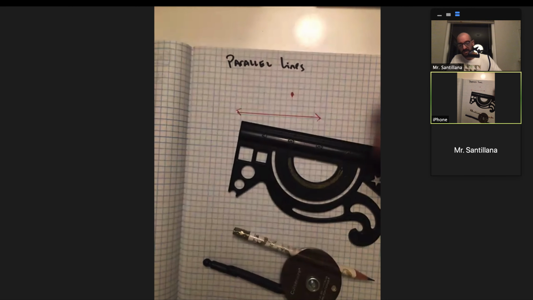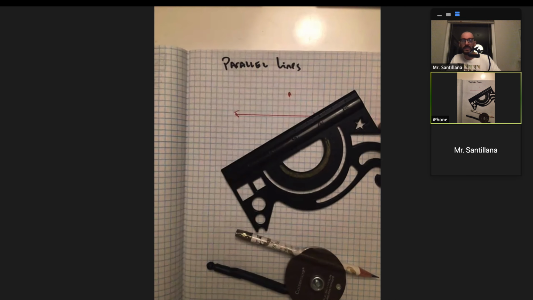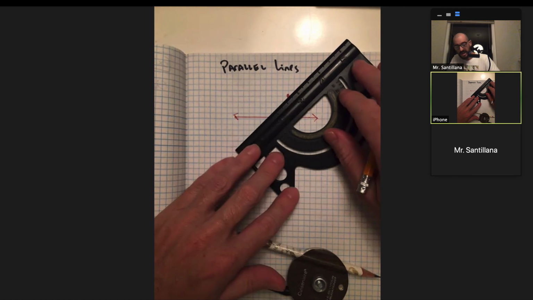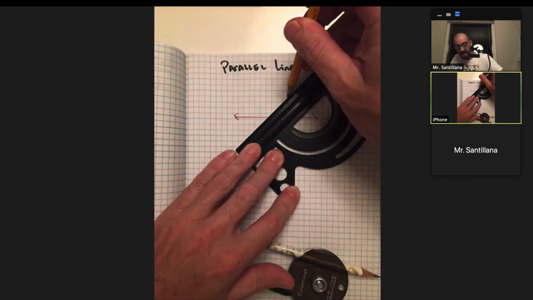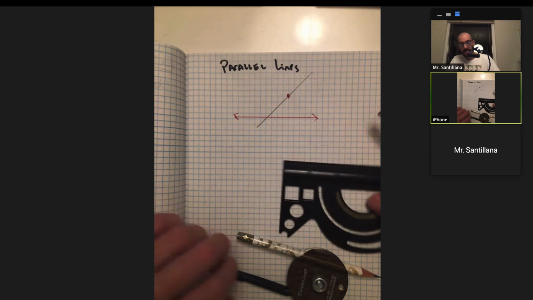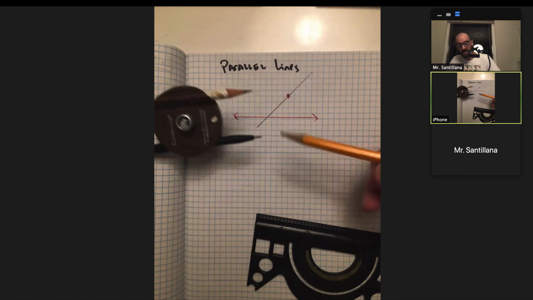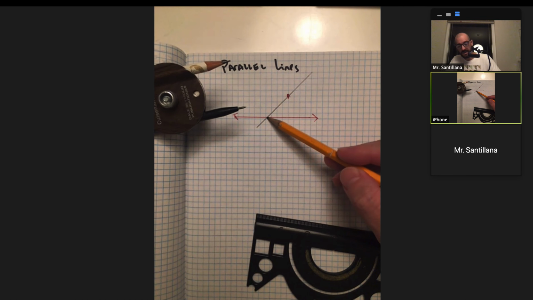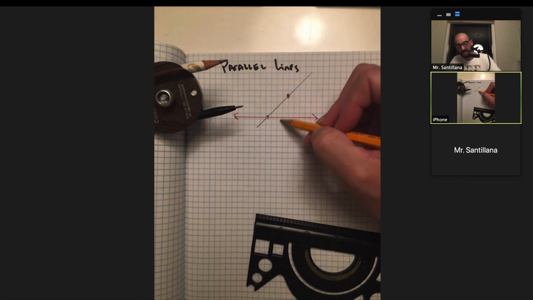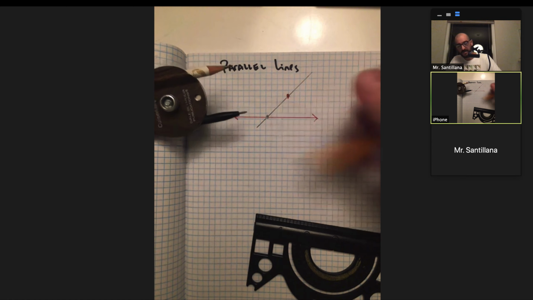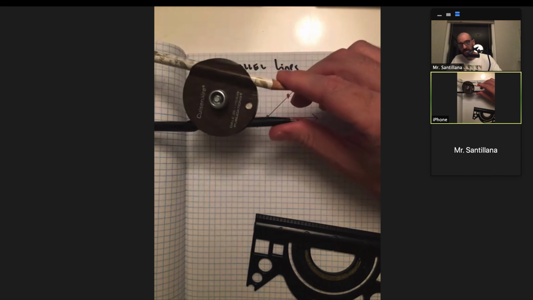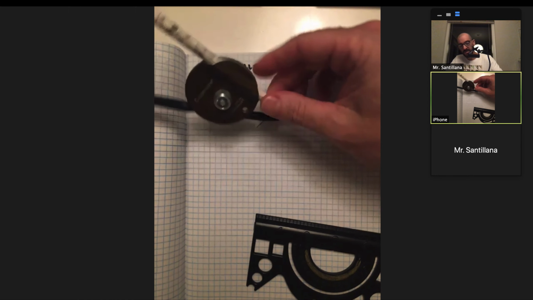So here's the process. The first thing I'm going to do is connect this point to that line. And I'm just going to make some random angle. Now I'm going to take my compass and I'm going to take the needle and center it right here. And I'm going to make an arc that crosses both of these lines. Watch this. I'm going to close this in a little bit. Here we go. Don't stab yourself.